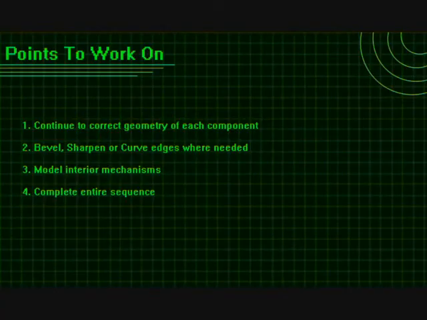As this is only a block out, the contours and edges are all very uniform, not the way I want them to be. So after correcting geometry, it will be important to start beveling, sharpening and curving certain edges. Each piece needs to be designed fully in 3D space. Once the models have been created, I will then model the interior mechanisms and place them in their corresponding places. And once this is all complete, the final animation can be put together.